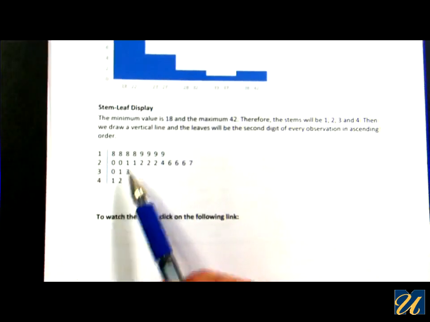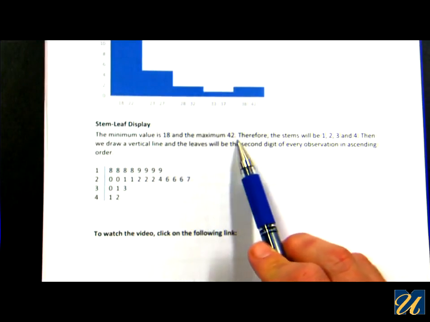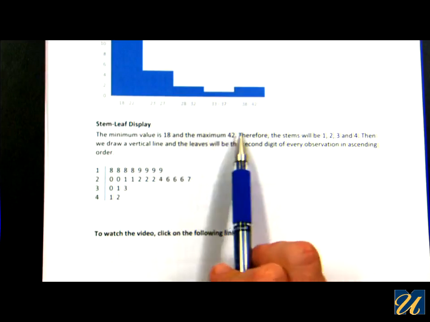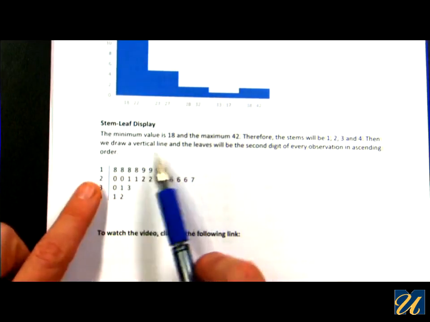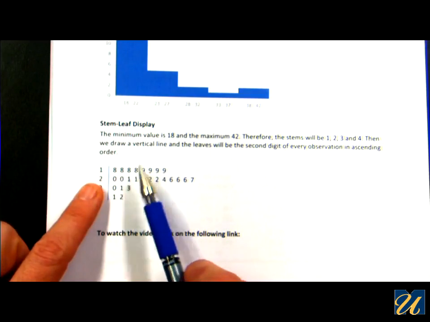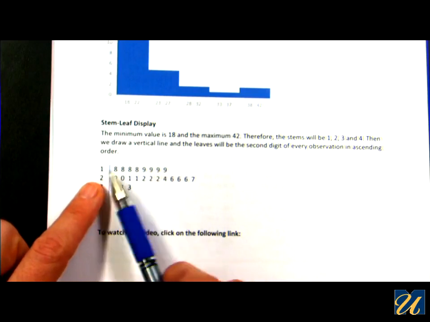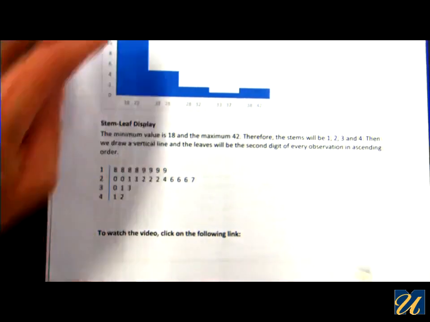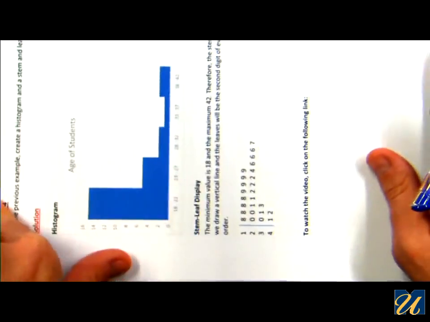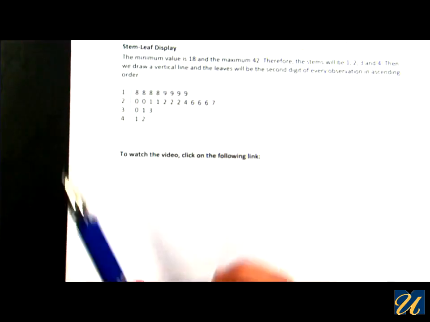Now, for the stem and leaf display, minimum is 18, maximum is 42. So on this side, we will have the first digit from 1 to 4. And then we take each of the entries. So 18 will be 1 and 8. You have to take into account every single entry, even if it's the same number. It's almost like a horizontal histogram, if you look at it this way. But it's a very easy way to determine the highest concentration of your data.